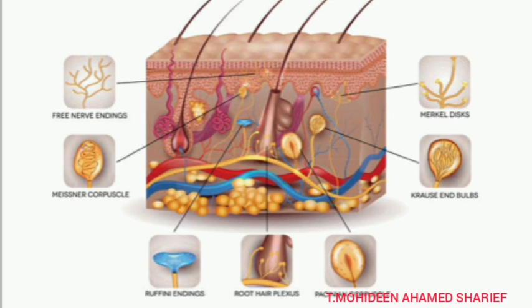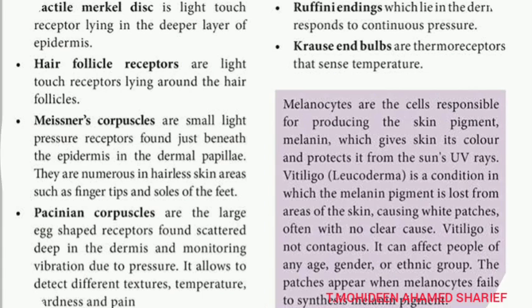Tactile Merkel discs are light touch receptors lying in the deeper layer of the epidermis. Hair follicle receptors are light touch receptors lying around the hair follicles. Meissner corpuscles are small light pressure receptors found just beneath the epidermis in the dermal papillae. They are numerous in hairless skin areas such as the fingertips and the soles of the feet.